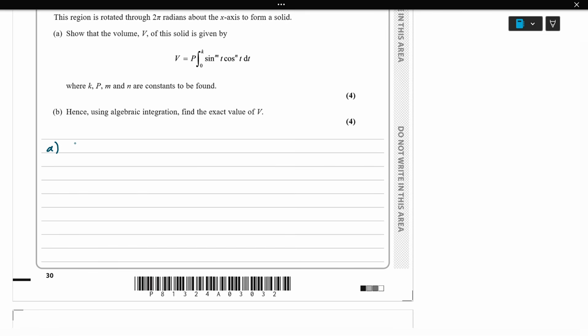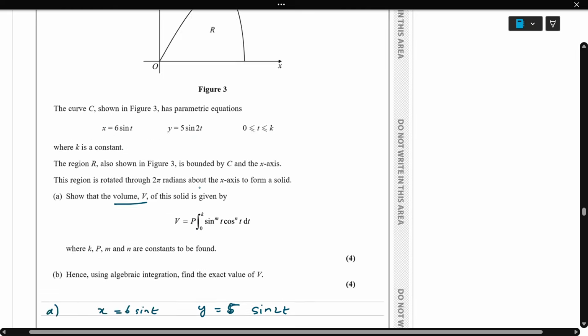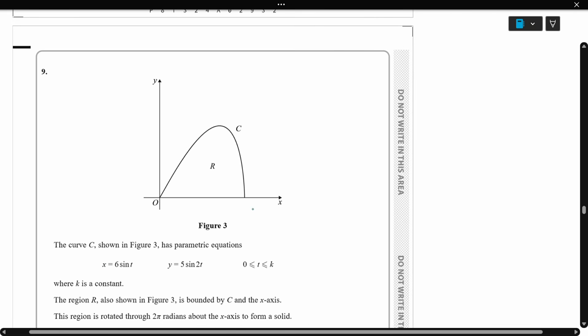It's given the parametric equations, so x equals 6 sin t and y equals 5 sin 2t. Also we know the volume formula, the volume V for a parametric curve is volume equals pi times the integral of y squared dx by dt into dt. So here first we need to find the interval. One side is 0 and the other side we need to find.